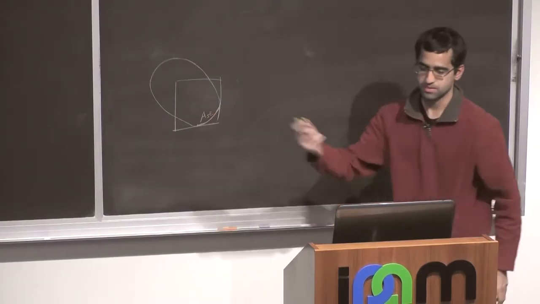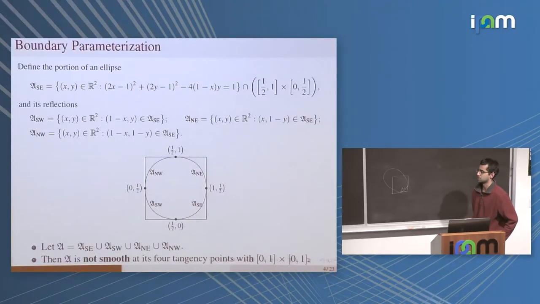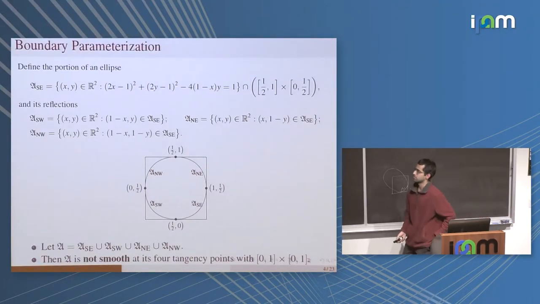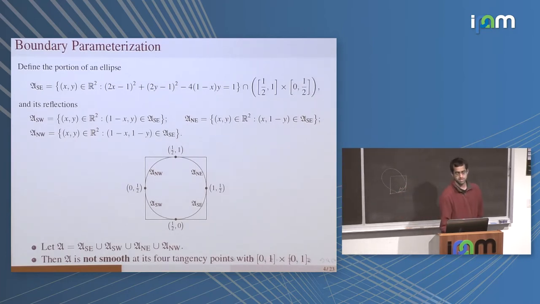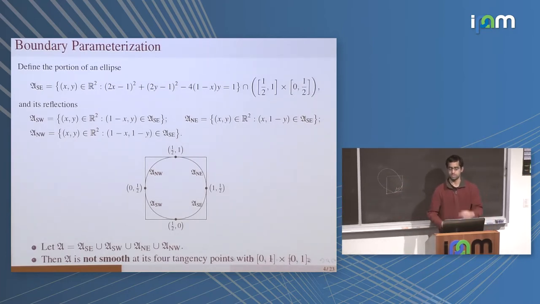Now the other parts of the curve are going to be the obvious reflections of this in the different directions. Okay, so now you have four portions, and taking the union of them gives you this curve, which I call this fancy A.